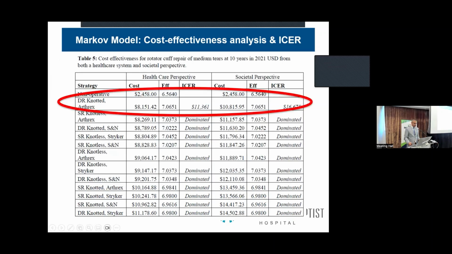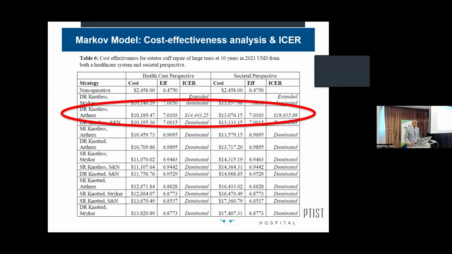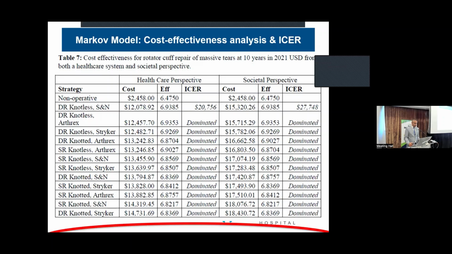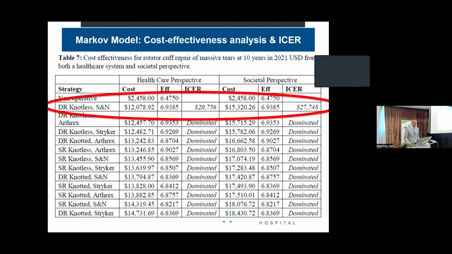Okay. For large tears, double row knotless was the most cost effective, and then in massive tears, double row knotless from Smith & Nephew was the most cost effective.